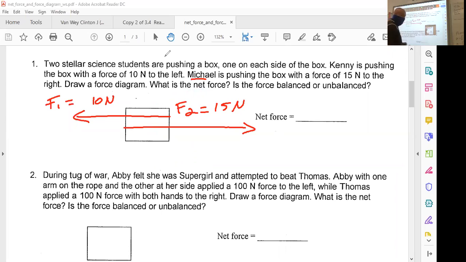But we could draw those. If we felt it necessary to label every force, we could draw those.